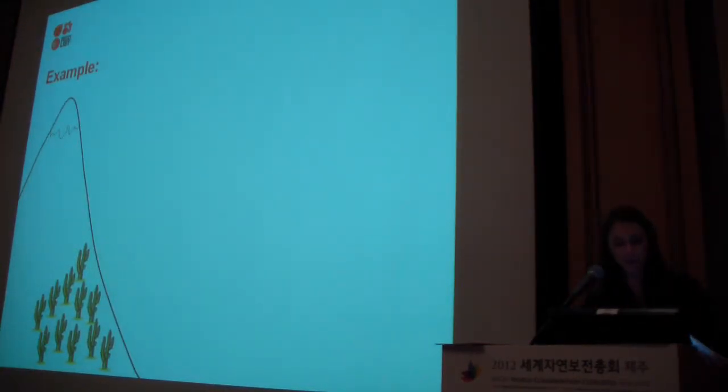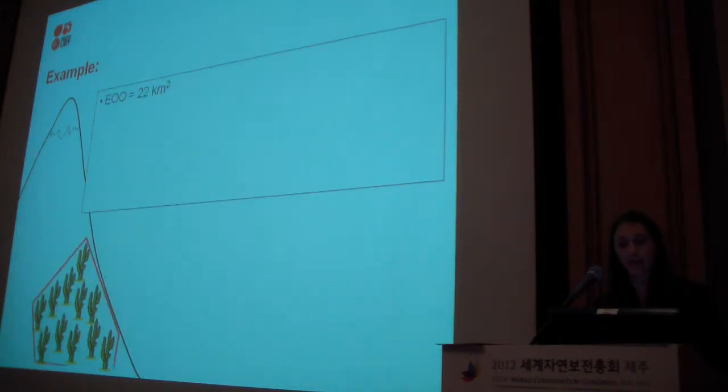So here's an example. We have a cactus species that lives on the foothills of a mountain, and its extent of occurrence has been estimated at 22 kilometers squared. If you follow along in your summary sheet, 22 kilometers squared is less than 100, so this species meets critically endangered under B1. Its area of occupancy is 8 kilometers squared. That's less than 10, so it meets critically endangered under B1 and B2.